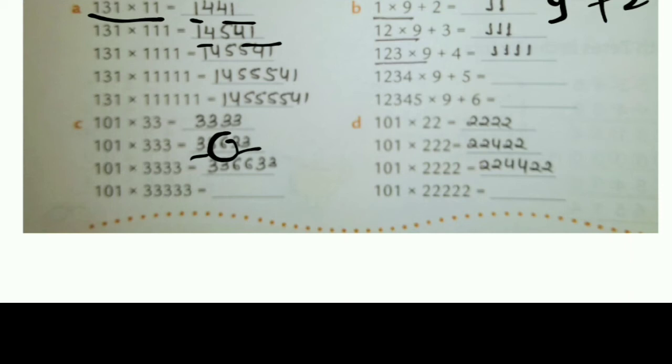Next number, see here, we are having 4 threes. It means between we get 2 sixes. Next we are having 5 threes. It means we get 3 sixes in between. Same for this question, only in this one we have to multiply by 33, 333, and in this one we multiply by 22, 222, then 2222, and so on. Clear?